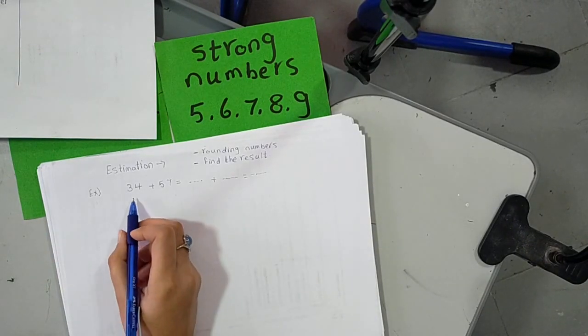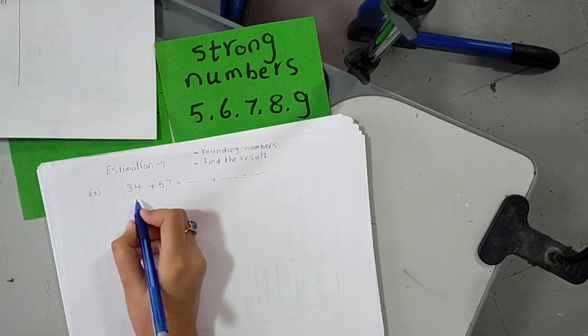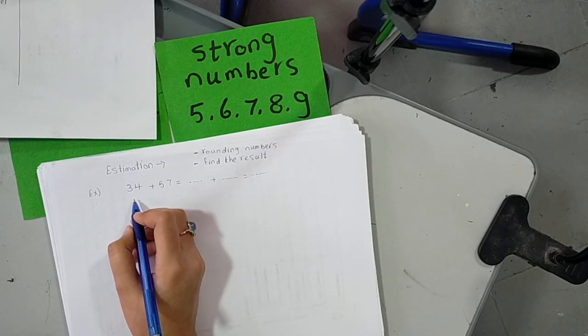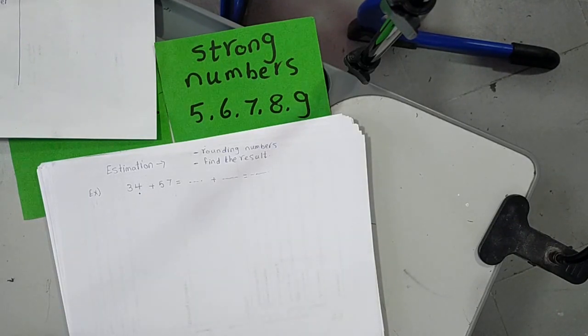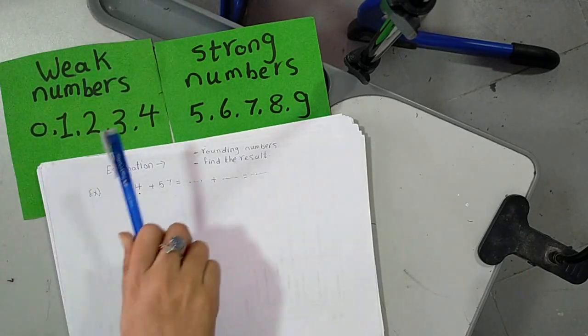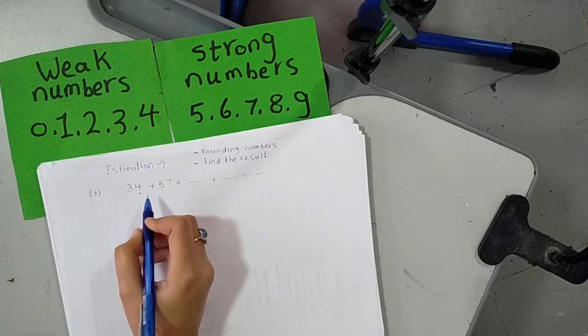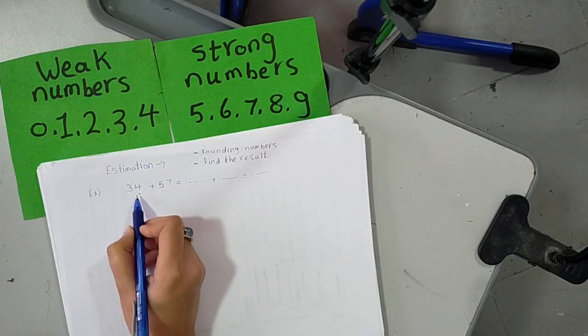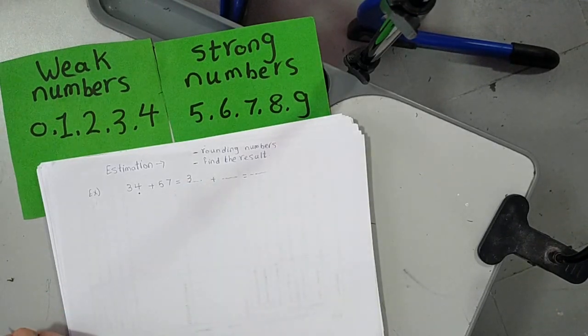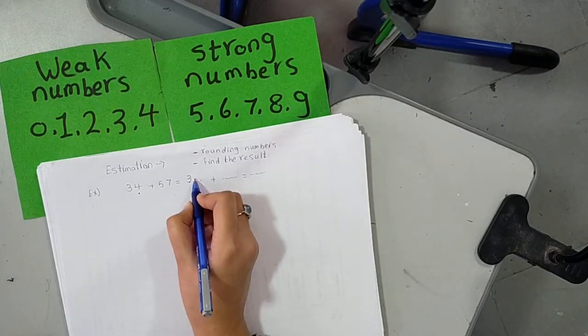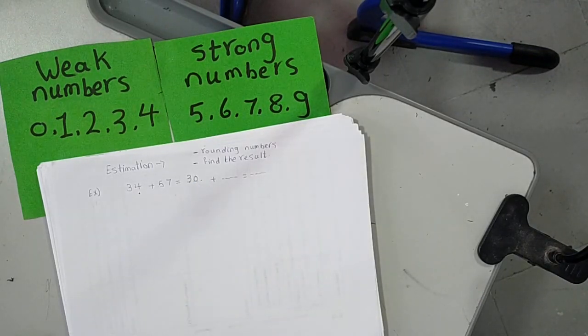Okay, the first number, I will round it. How can I round it? I have two steps. The first step, stop at ones. My ones here is 4. Is 4 a weak or a strong number? 4 is a weak number. So I don't have the power to push 3. So I will write the tens as it was. And what about the ones? We said that ones will always be 0.